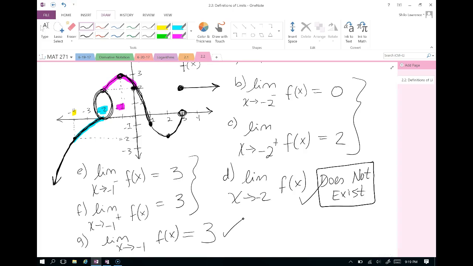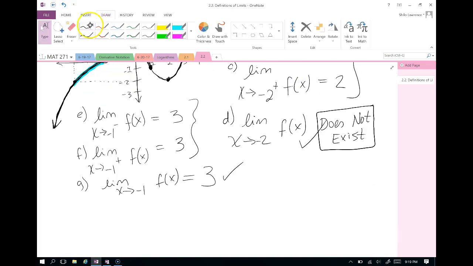So this is how we do a limit graphically. If we have the graph, we can find the x value that they're asking us about and look and see what is happening with the y value. And we have to make sure that the y value is doing the same thing from the left and from the right, unless they specifically tell us to only do the left or the right. So this is how we do it graphically.